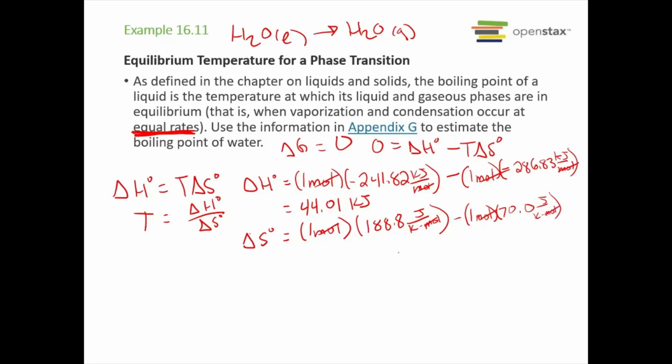Oh, I'll come back to it. Okay. So then this comes out to be 118.8 joules per Kelvin. And I'm going to go ahead and rewrite the delta H term as 44.01 times 10 to the third joules, because we need to get our energy units to cancel out. It doesn't matter whether we use joules or kilojoules, because they're going to cancel out anyway.